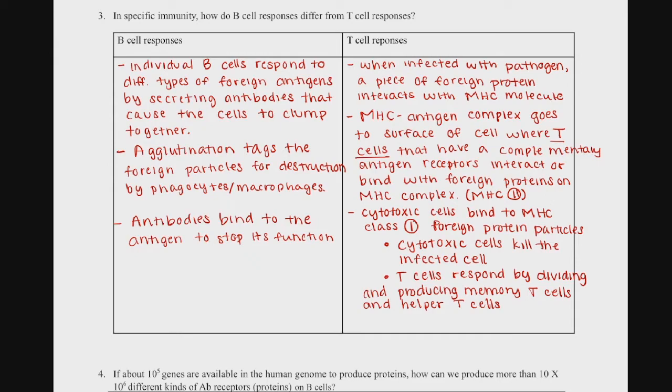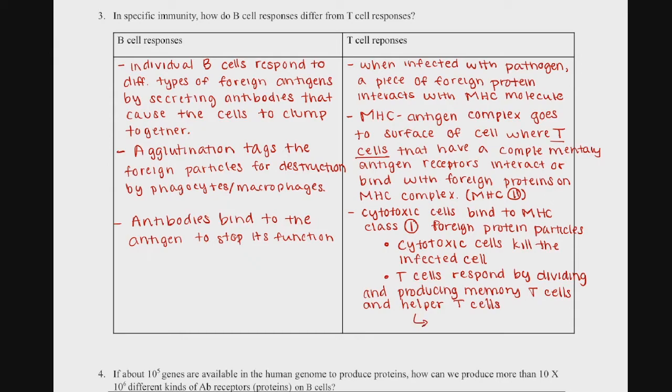The helper T cells produce cytokines, which help the B cells to differentiate into antibody-producing cells, and they also help cytotoxic T cells to become active and kill the infected cells. So memory T cells are just to remember the antigen further.